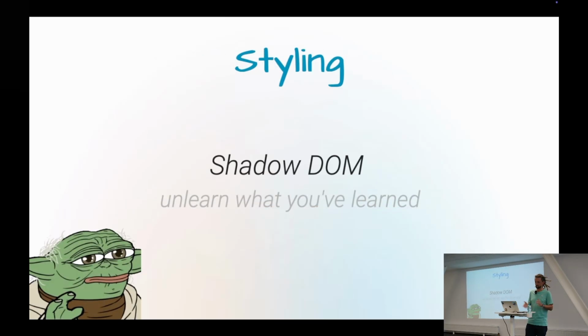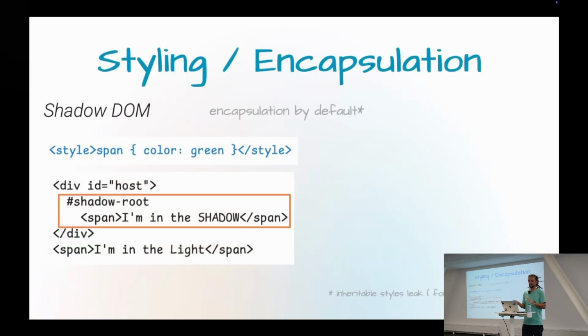What about styling? Styling with web components is the same as usual, except if you don't use Shadow DOM, because you need to unlearn what you learned. Shadow DOM is, as I mentioned, powerful, but might be complex. So how does styling work? If you're going to create a new Shadow DOM or Shadow tree within your host, it will be completely encapsulated from the rest of the DOM. Well, there is this asterisk because it's not entirely true. Some properties will still leak, like inheritable properties, for instance, font family, line height, and stuff like that.